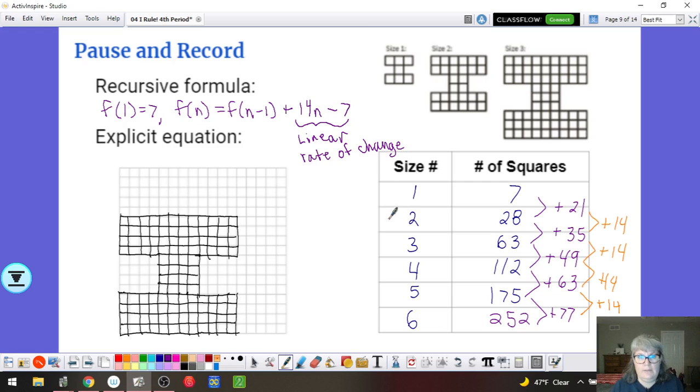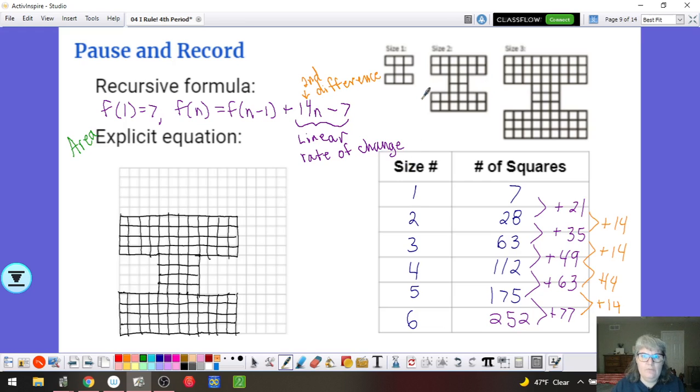For the quadratic. And remember, the 14 is coming from the second difference. Now for the explicit, what I want you to think about is when we have a quadratic situation like we have here, you always want to think of area or something that's being squared.